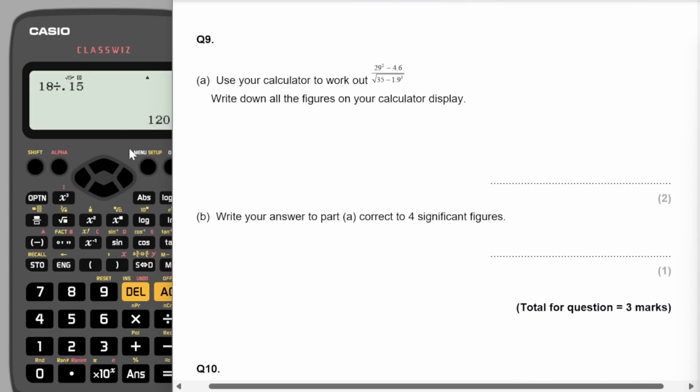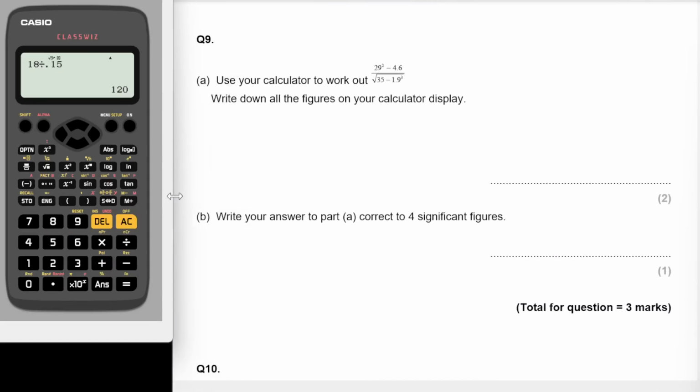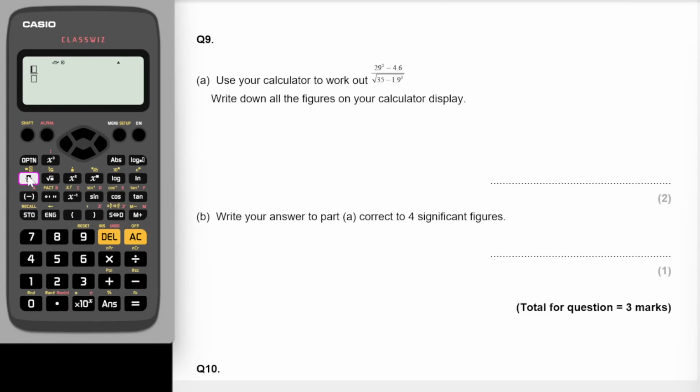Question 9, use your calculator to work out. I'm just going to make that a bit smaller now because it's starting to irritate me. Right, so on these calculators we can type it in just like that. Just checking my eyes are working well. 29 squared, definitely squared, minus 4.6, divided by the square root, and the square root does that over the whole of this denominator, and we've got 35 minus 1.9 cubed.